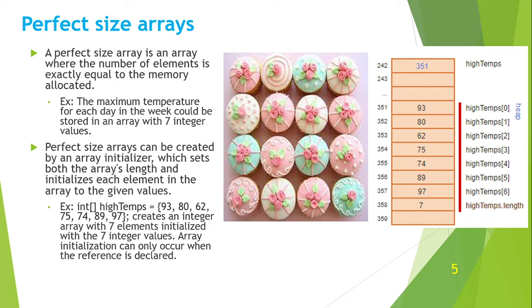Perfect size arrays can be created by an array initializer, which sets both the array's length and initializes each element in the array to the given values. So here, in the example of high temperatures, it creates an integer array with 7 elements initialized with the 7 integer values. Array initialization can only occur when the reference is declared.